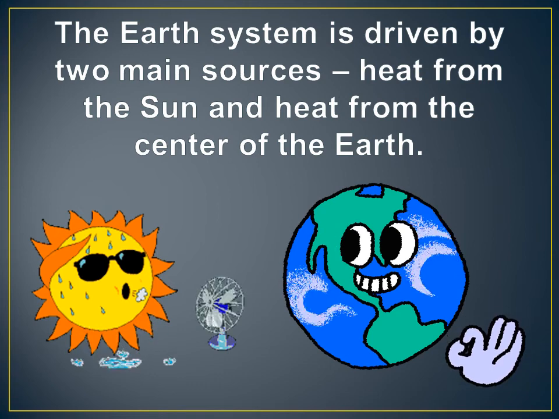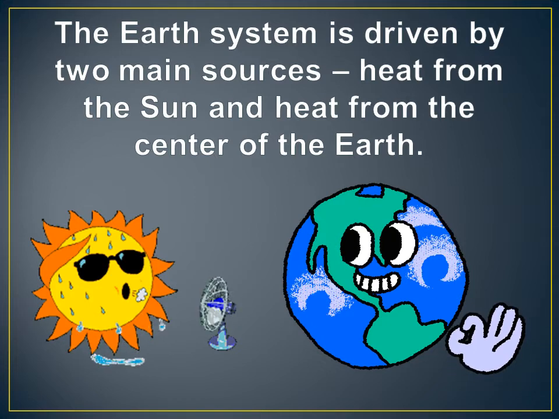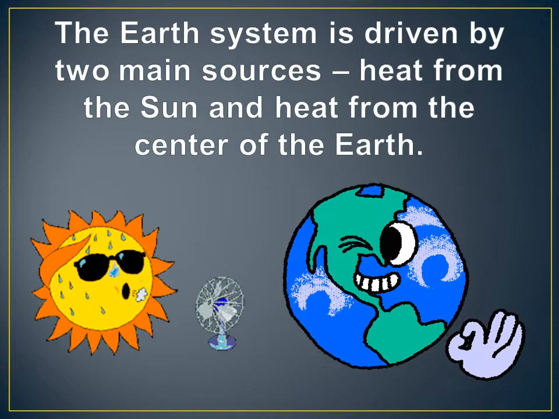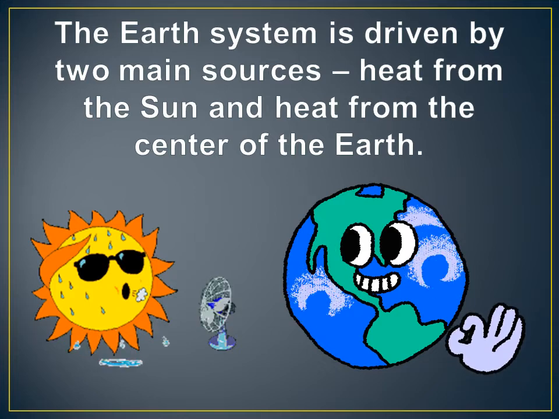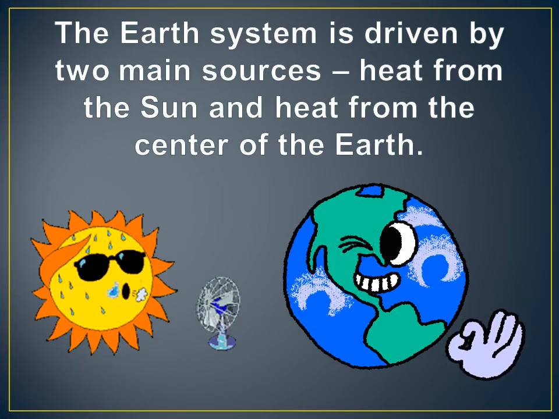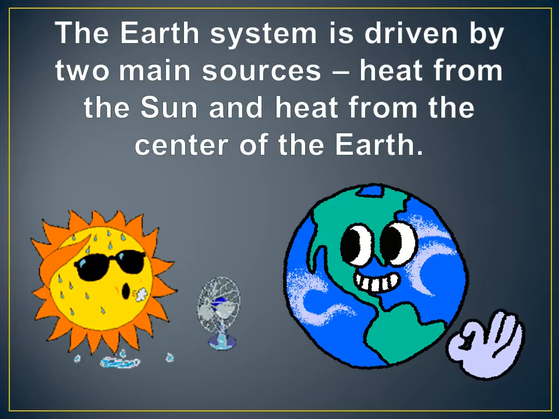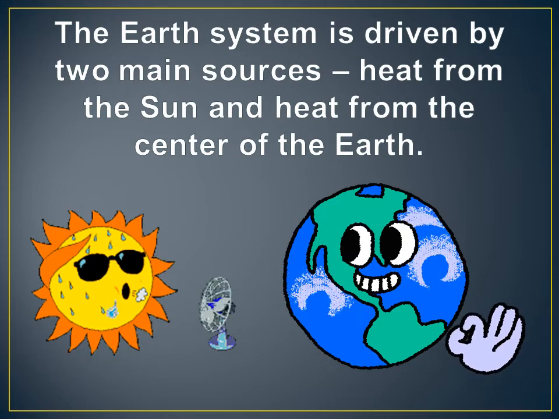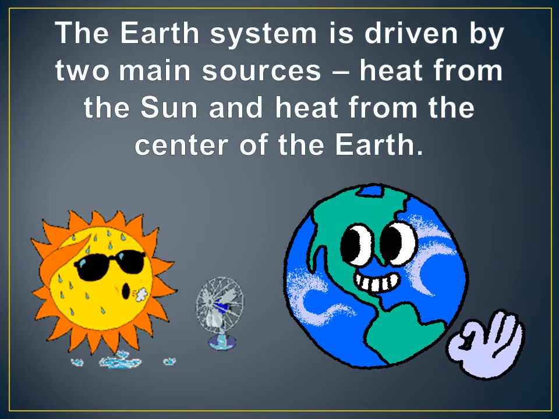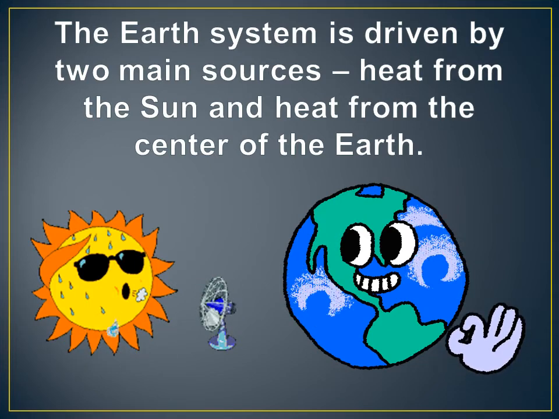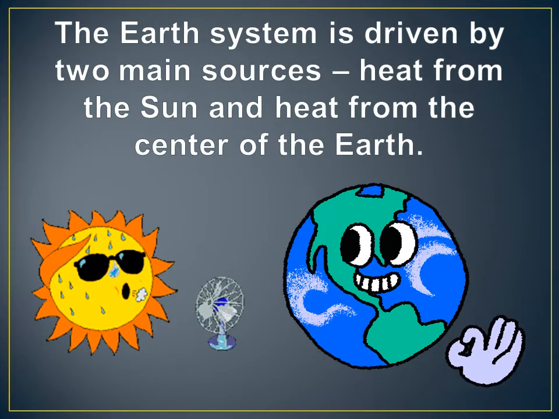And that obviously affects us, right? You can't grow food without the sun. And if we didn't have the sun, we would also be very, very cold. The second main source is heat from the center of the Earth. As we'll see in a moment, the center of the Earth is hot. It's very, very hot, just like the sun. And that heat is moving outward and has, for millions of years, changed the Earth. So, let's move on here.